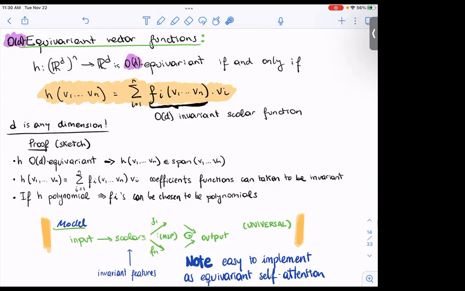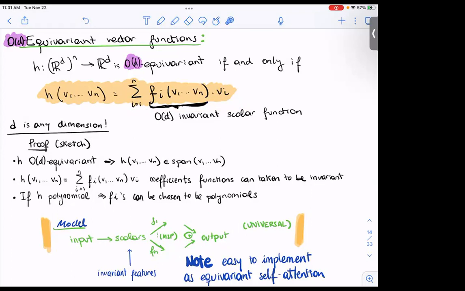You can use an MLP or whatever you want. These are any functions that take these scalar products and output a scalar. And then the output is going to be the corresponding linear combination, just like I wrote in this form, where you aggregate using this form. For instance, you can implement it easily as equivariant self-attention. We have a paper on that in the machine learning for physics workshop at NeurIPS this year.